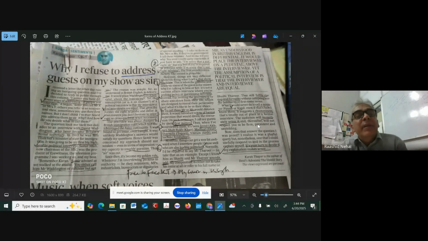अच्छा, ये देखिए, ये सेम चीज है. That is where it happened. It was an article written by Karan Thapar, one of the famous journalists. I hope you are reading Karan Thapar also in Hindustan Times. Very, very often he writes. Okay. So Karan Thapar is talking about the same issue here. And in this situation, he is talking about the forms of address.